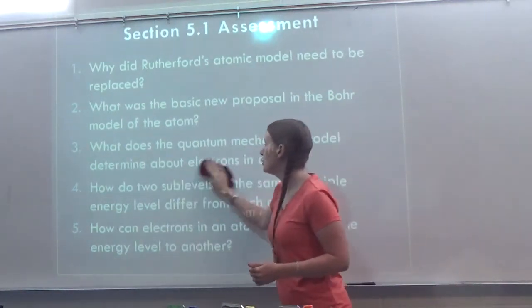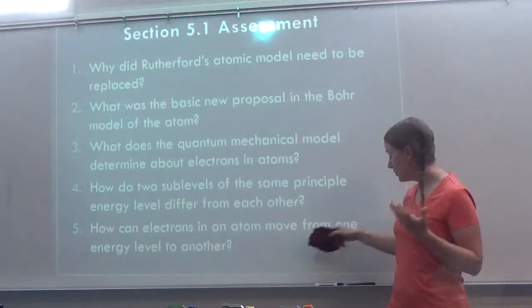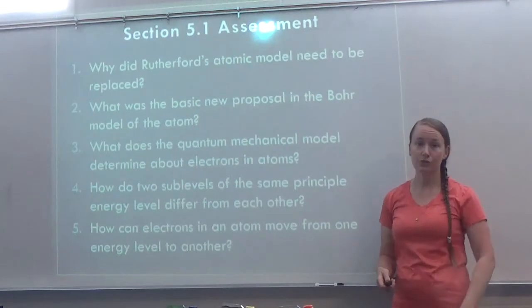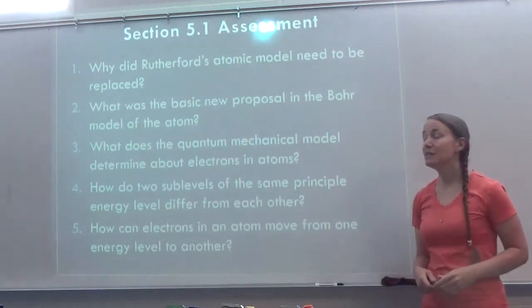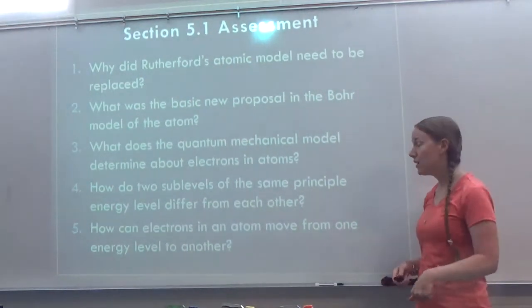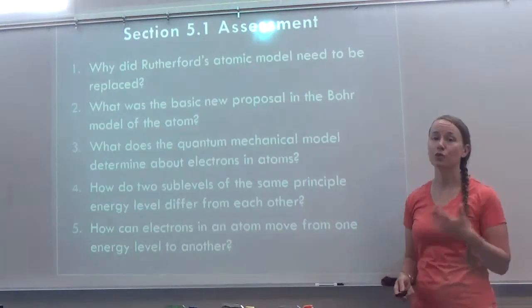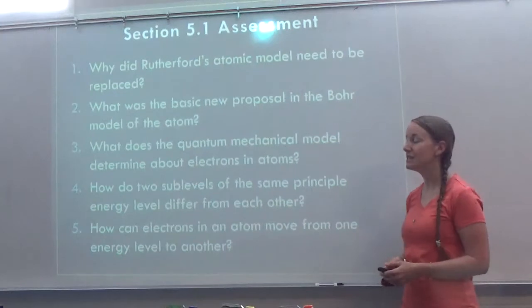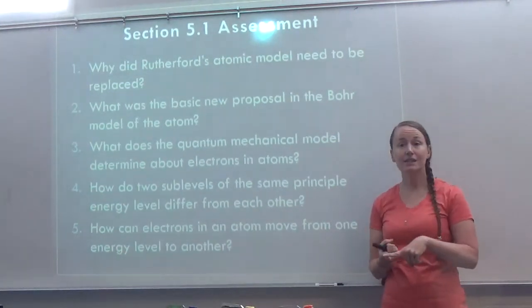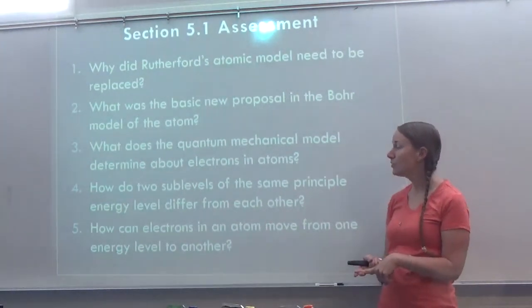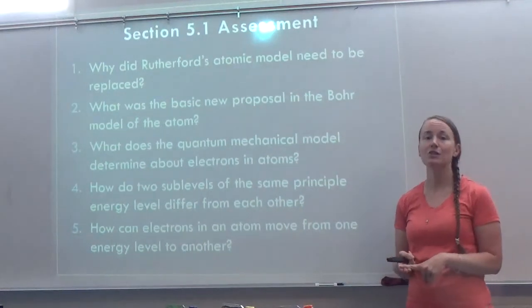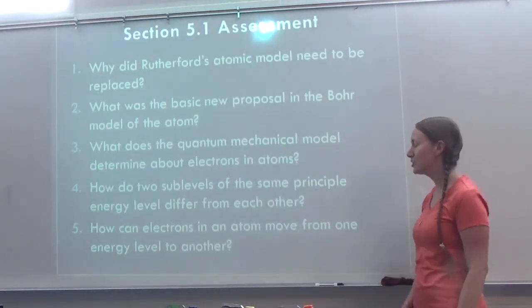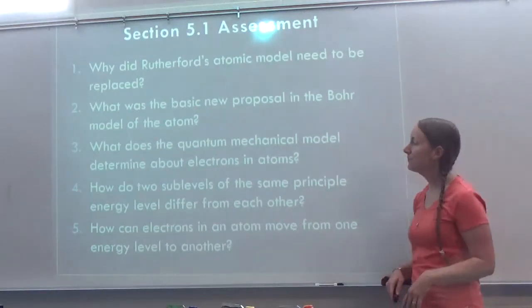All right, so number 5, how can electrons in an atom move from one energy level to another? Now notice it didn't say jump up or fall down. So to move, in general, it needs to either gain or lose energy. Okay, so since it didn't specify if it's jumping up or falling down, we need to say it can gain or lose energy. You may wonder, where does that energy come from? Well, it can come from lots of different places. You can heat it, you could pass electricity through it, you could put it through a chemical reaction. There's lots of ways that atoms can gain or lose energy.